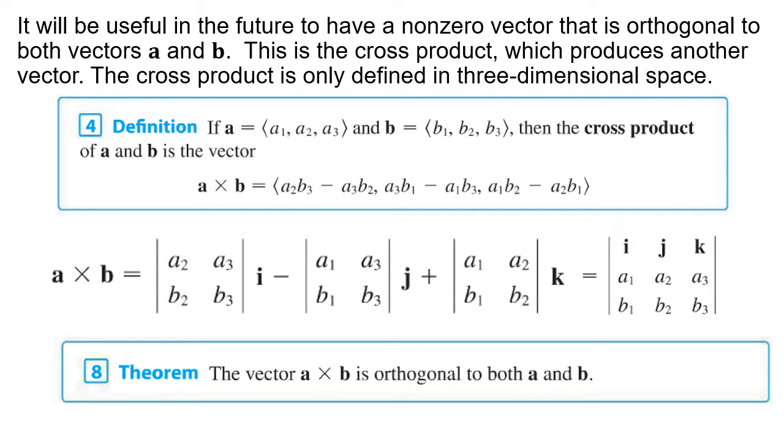But the definition is that if you have two vectors, A and B in this case, then the cross product is a formula. It's A2 times B3 minus A3 times B2, and then A3 times B1 minus A1 times B3, and then A1 times B2 minus A2 times B1, which almost no one ever remembers. So we do it in terms of matrices and determinants.